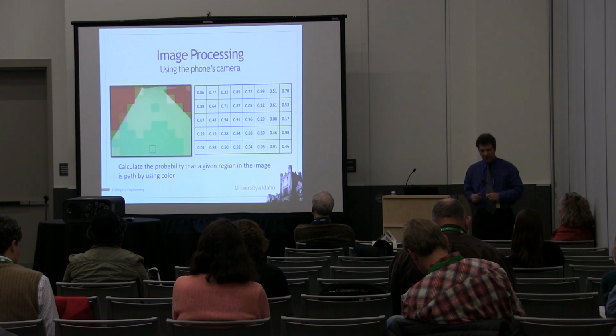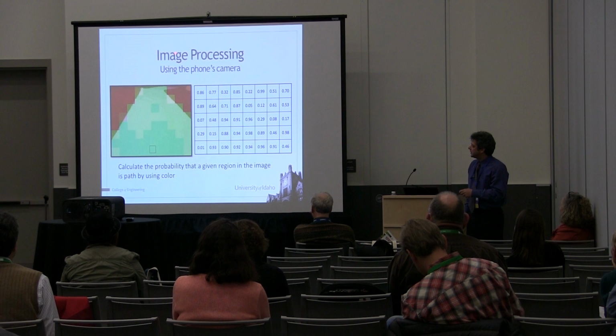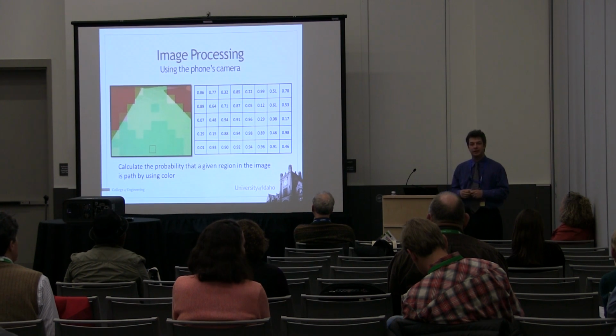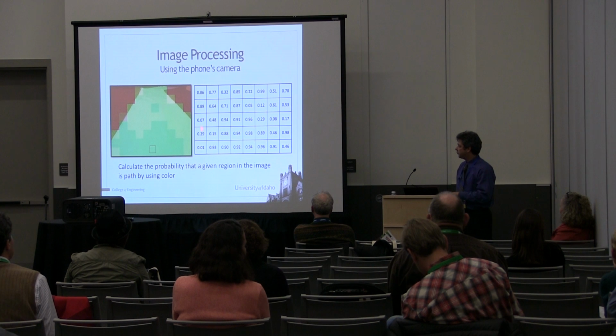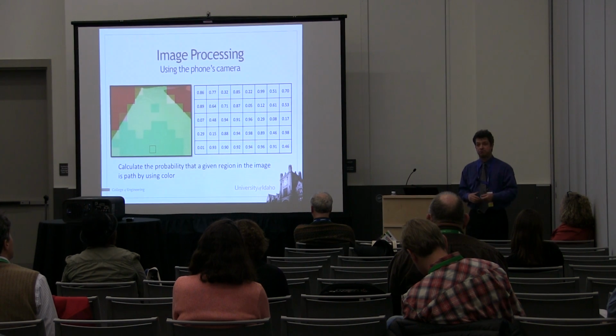And a little background, so you'll understand how all of this works, I hope. As I said, we use the phone's camera, so it takes an image, and then to simplify matters, it breaks up that image, and for the current set of experiments, it basically labels each region: do I think this is likely to be the path or not?